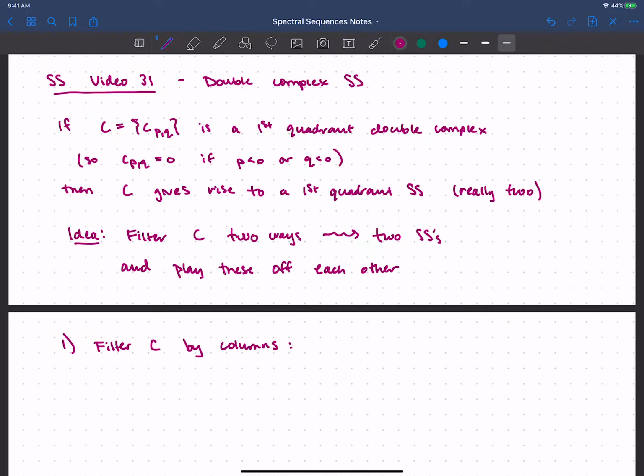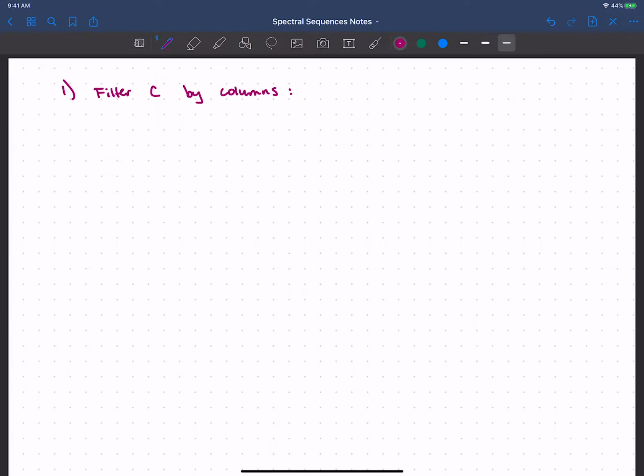So what does that look like? Well, I want to define a filtration on my complex. I should have C^{P,Q}, but I'm going to call this C with subscript less than or equal to n. This is not standard notation at all, but the standard notation I can never remember, so I'm going to make up my own. So this should be C^{P,Q} whenever P is less than or equal to n. Remember, P is our horizontal grading, so that's going to tell us that we're taking columns 0 through n, and then we should have 0 else.